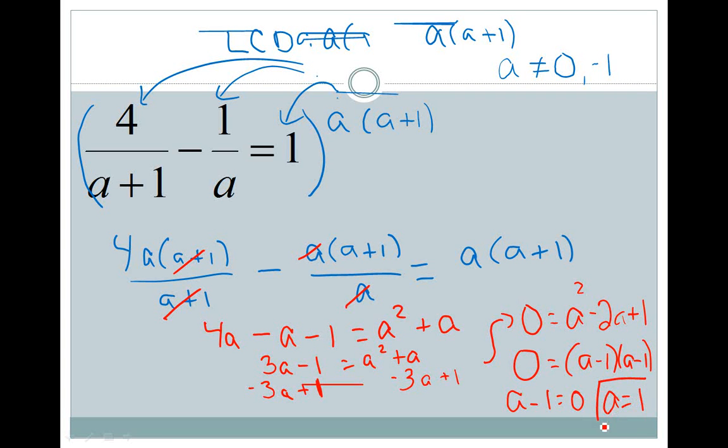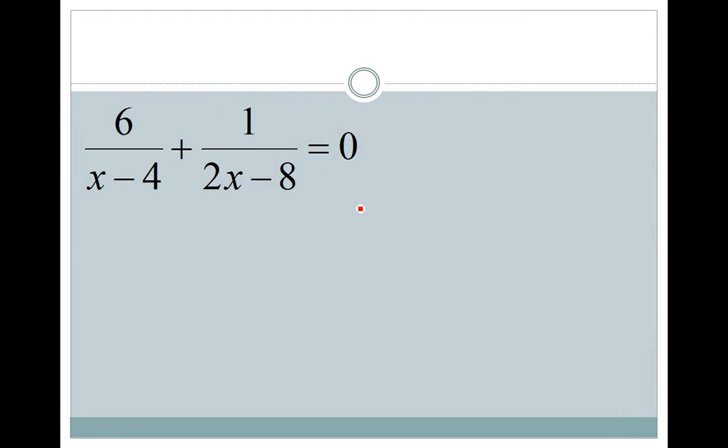Now, before we get too upset and think, oh no, we have a restricted value, we don't. Our restricted value was negative 1. So positive 1 is fine. And in fact, doing a quick little check, subbing that in, you can see you're going to get 2 minus 1 is 1. So we are good to go. That is a great answer. All right, so continuing on.